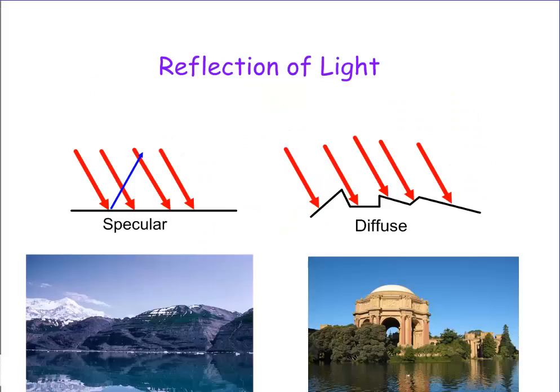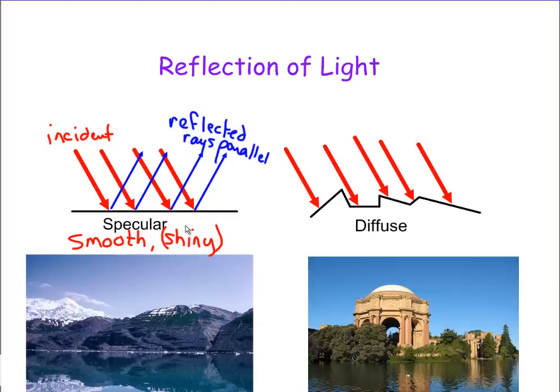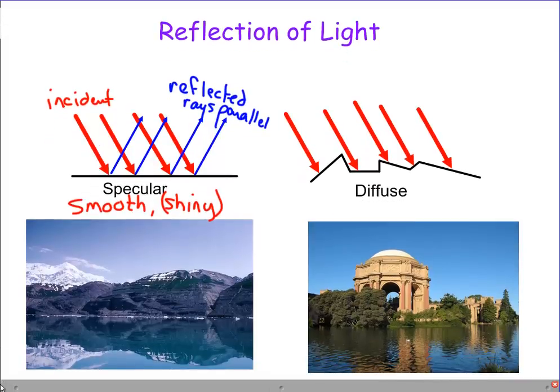We have two ways that light can be reflected. We have something called specular reflection. Specular reflection is from surfaces that are smooth and usually shiny. The red lines are my incident light rays, and the blue light rays are going to be my reflected light rays. Incident light rays are coming in parallel to each other. They hit the surface and they get reflected. So my reflected light rays also can be parallel to each other. Reflected light rays that are parallel to each other give me very sharp, clear images.